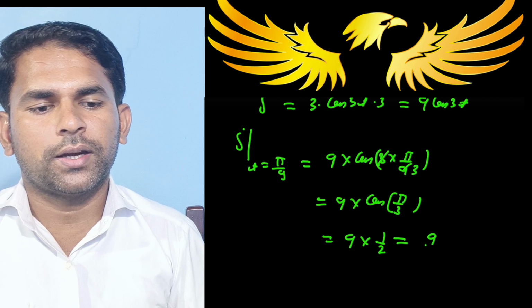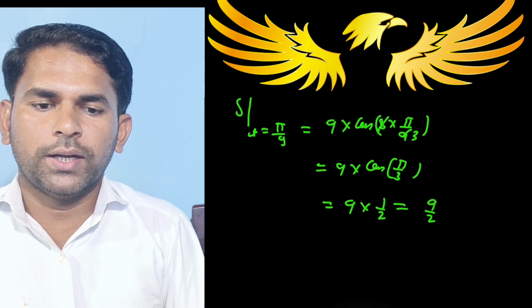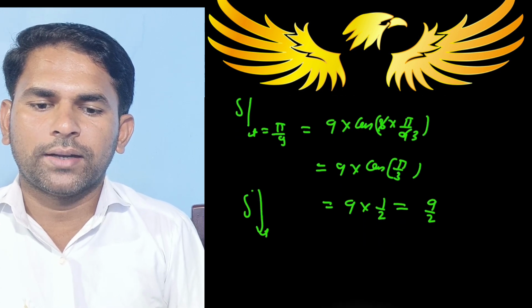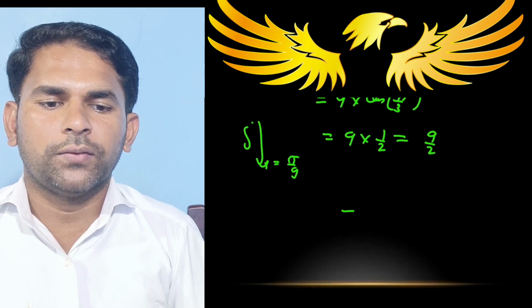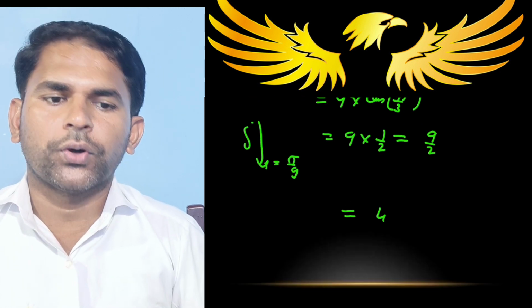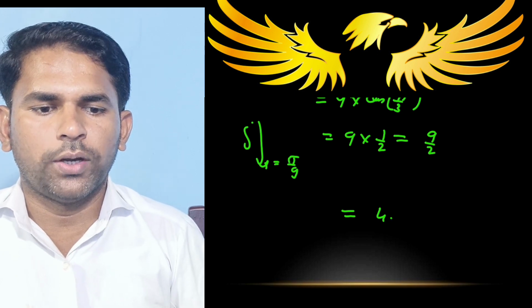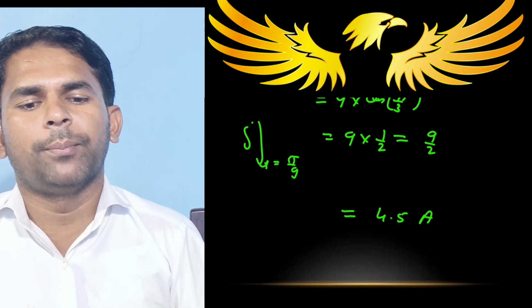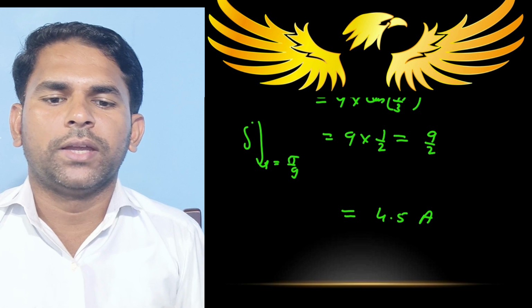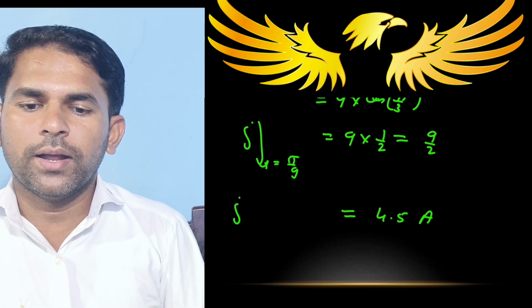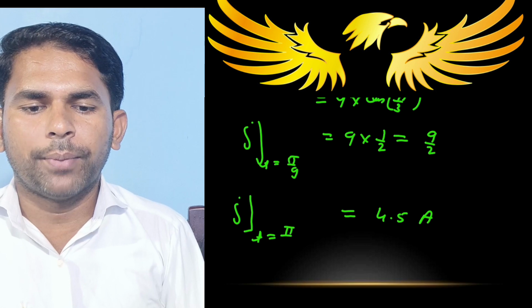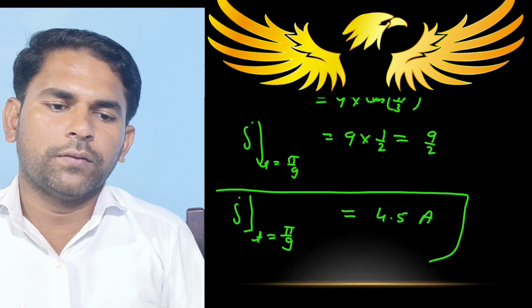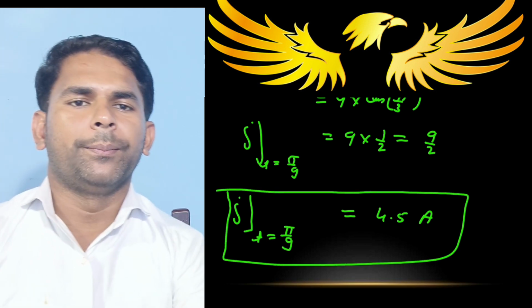So finally we can write 9 by 2. Current at t is equal to pi by 9 is 9 by 2, which is 4.5. So 4.5 ampere is the final answer of the given problem: when time is pi by 9, the current will be 4.5 ampere.